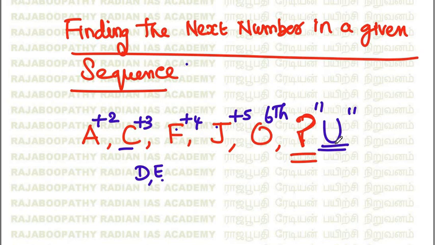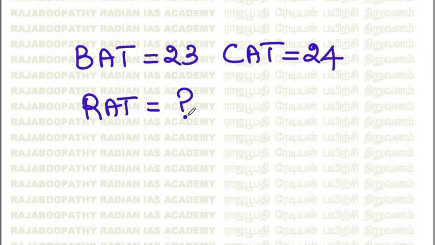So these come under reasoning questions. They'll give something like this: Bat is equal to 23. Cat is equal to 24. What is rat? Whenever alphabets and numbers are given, you must know the value of each alphabet. For example, A means 1, B means 2, C means 3, Z means 26. Questions like this are asked in many competitive examinations.